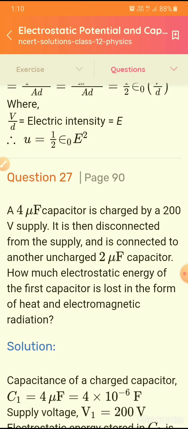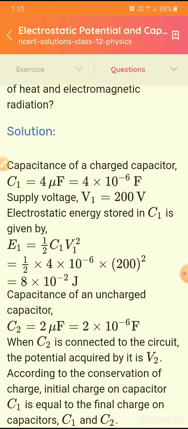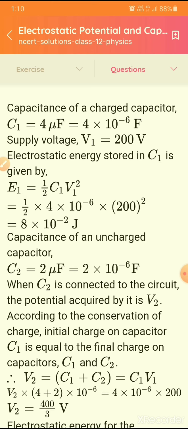Okay, so how much electrostatic energy of the first capacitor is lost in the form of heat and electromagnetic radiation. So C1 will be 4 microfarad. 4 microfarad can be written in farad by multiplying it with 10 to the power of minus 6, so that is 4 into 10 to the power of minus 6 farads. Voltage V1 will be 200 volts.